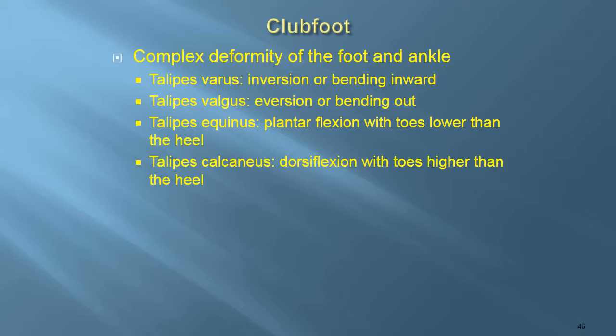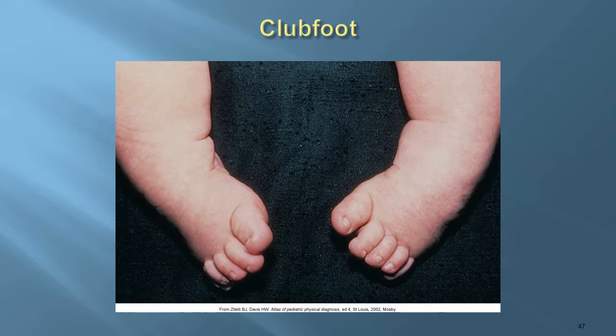Clubfoot is a complex deformity of the foot and ankle. There are different types. Talipes varus is an inversion or bending inward. Talipes valgus is an eversion or bending out. Talipes equinus involves plantar flexion with the toes lower than the heel. Talipes calcaneus is dorsiflexion with the toes higher than the heel. Another type of clubfoot is Talipes equinovarus, where the toes are lower than the heel and they face inward.